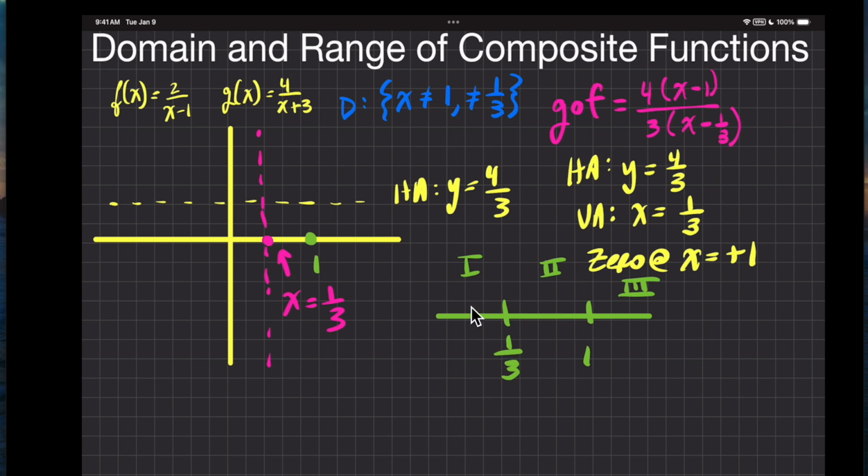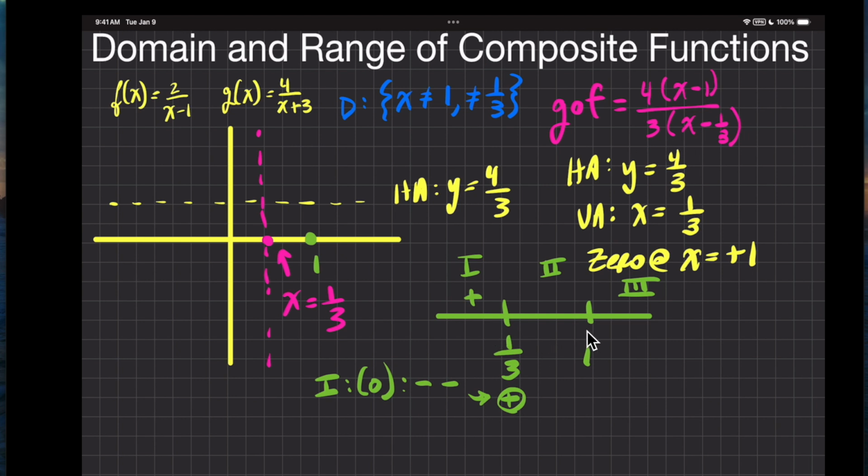Okay, so for zone 1, let's use x equals 0, and we're going to plug it into this function. If we plug in x equals 0, we will see that the top will be negative and the bottom will be negative. So whenever you have an even number of negatives, the end result is going to be positive. So we know that this function is going to be positive in this zone.